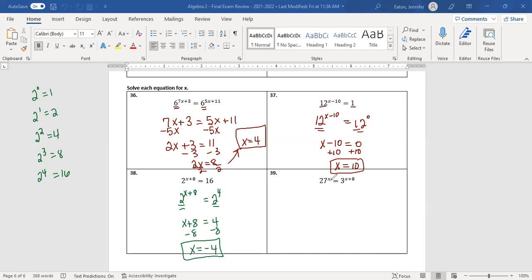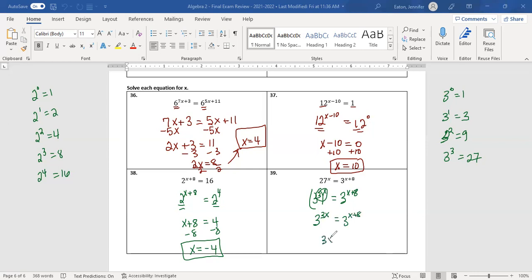All right, and 39, we want to make those bases be the same. So I'm going to see if I can change 27 to base 3. So I'm going to say 3 to the 0 is 1, 3 to the first is 3, 3 to the second is 9, 3 to the third is 27. So I can change that 27 to be a 3 to the third. Now remember, 27 was to the x, so 3 to the third must also be to the x. And then rewriting the right-hand side, x plus 8. So when we have a power to a power, we multiply these. So we get 3 to the 3x equals 3 to the x plus 8.